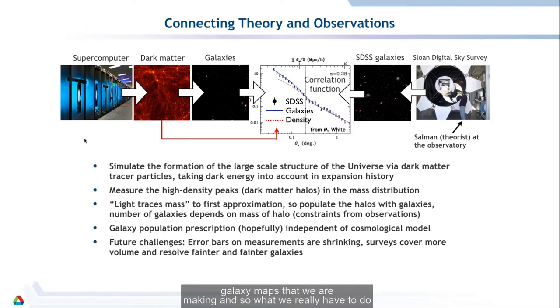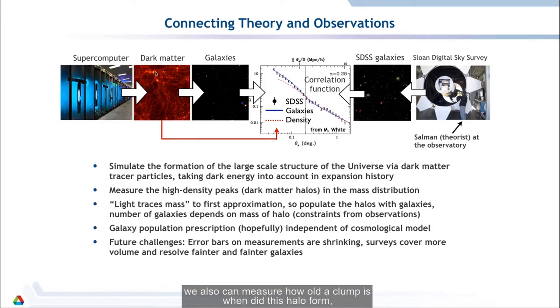And so what we really have to do is connect the dark matter maps with the galaxies themselves. So we add another modeling component to this. For example, we are looking at these dark matter clumps. We measure their size, their mass. We know then how many galaxies would be in such a clump.